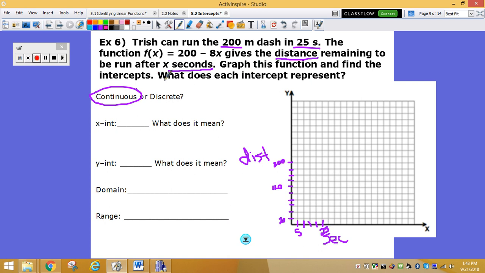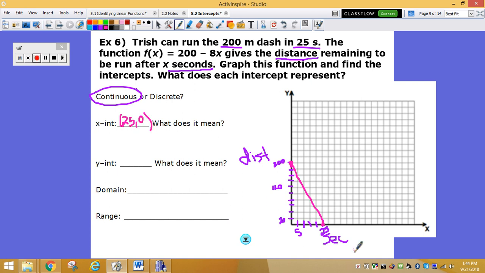So let's graph this. It's going to start at 200 because that's where she is. And then she's running, and she's going to end the race at 25 seconds. So I'm going to connect these because it's continuous, right? So that means it's going to be a straight line. So there's my graph. So let's look at the x-intercept. What is this x-intercept? It is at 25, 0.